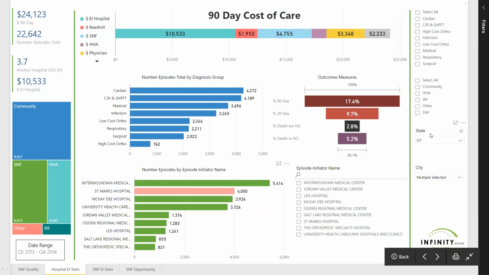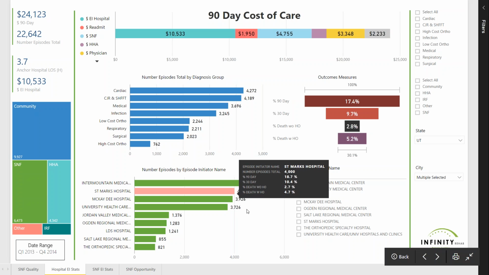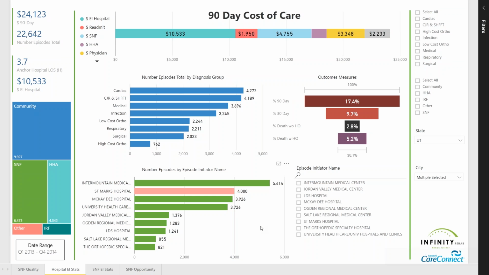So here I go to Utah, Salt Lake. St. Mark's is the hospital that we have in our case study. In this dashboard, what you can see here is the peer group for the hospitals. These are the outcomes measures for the group: their 90-day readmission rate, 30-day readmission rate, and mortality rates. This is the 90-day cost of care. And this is the discharge pattern.